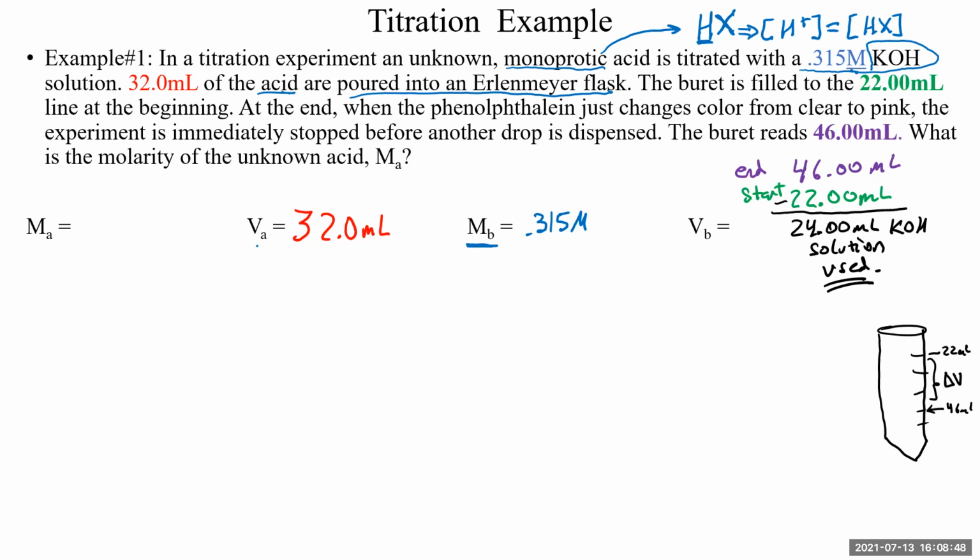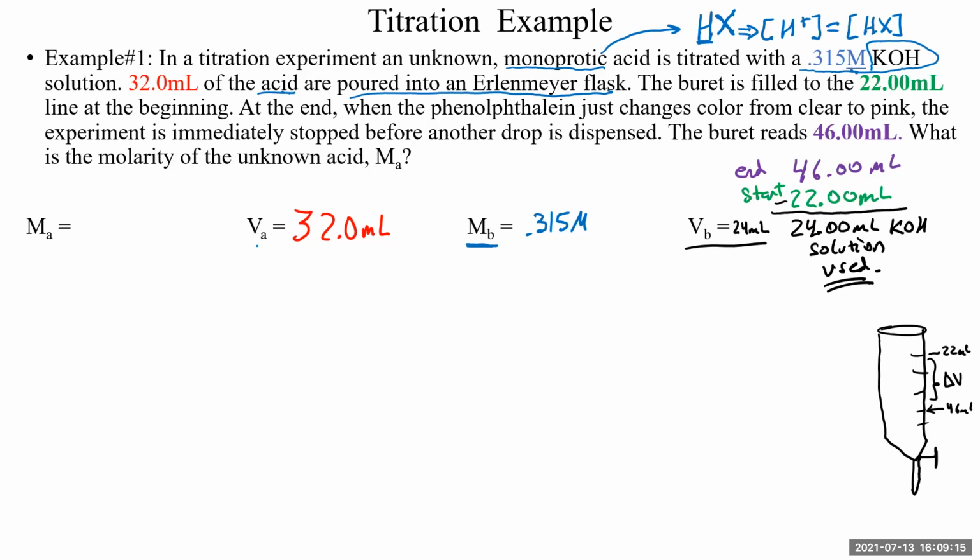Remember, the higher up the burette you go, at the very beginning, you have the low numbers. And then as you use volume, the volume numbers get bigger, but that's because the amount you're using is getting bigger as you empty out the burette. Okay, so 24 milliliters is our VB.